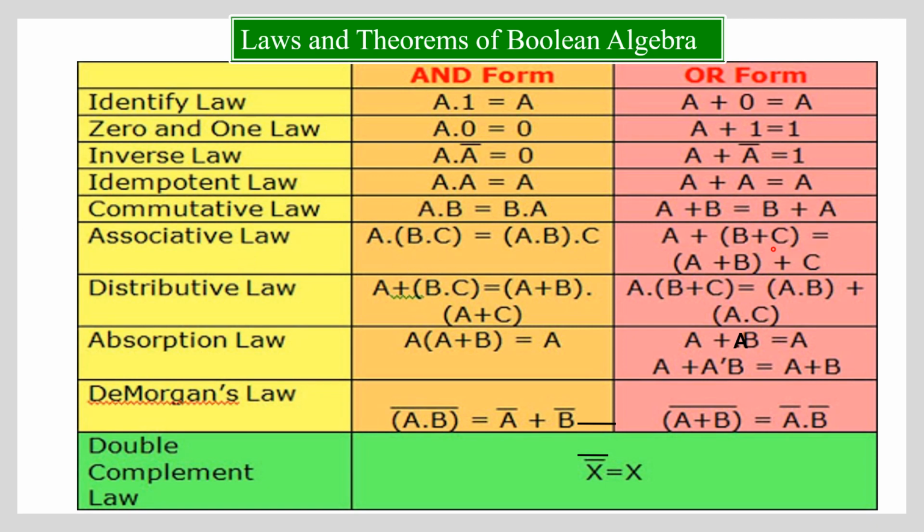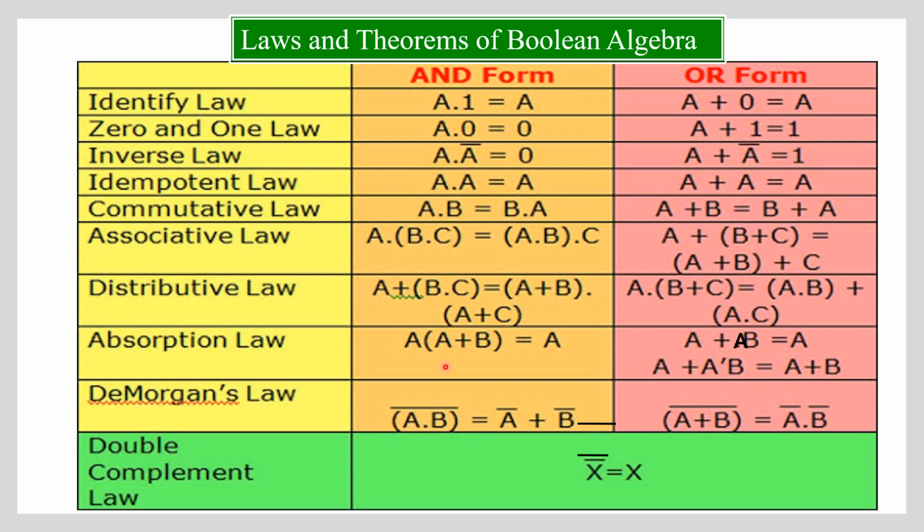A plus B plus C, so A plus B plus C. Distributive law: A is distributed amongst B and C. A plus B and A plus C. A into BC, so AB, just open the bracket, and AC.